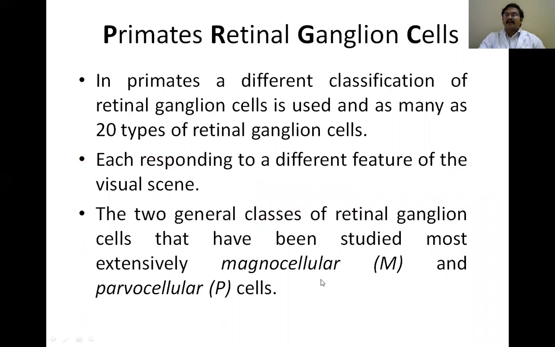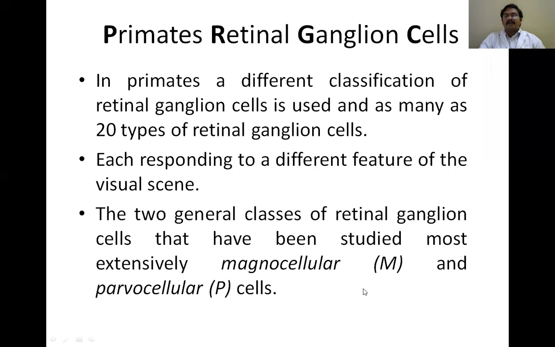If you look at the primate retinal ganglion cells, there are 20 types of retinal ganglion cells in two classes. The most important are the parvocellular and the magnocellular types. The magnocellular is the M type, and the P cells are the parvocellular type.